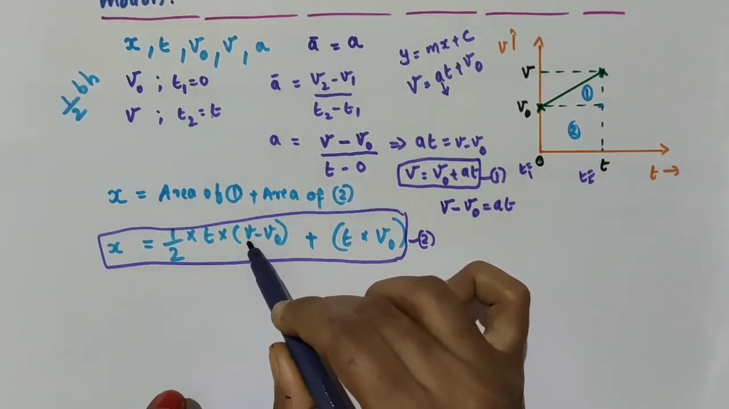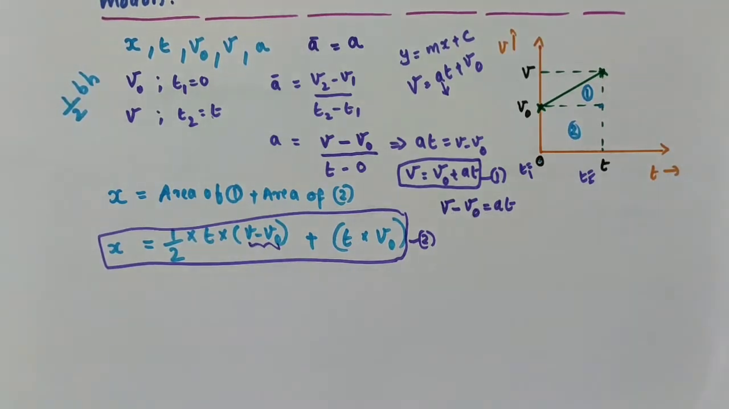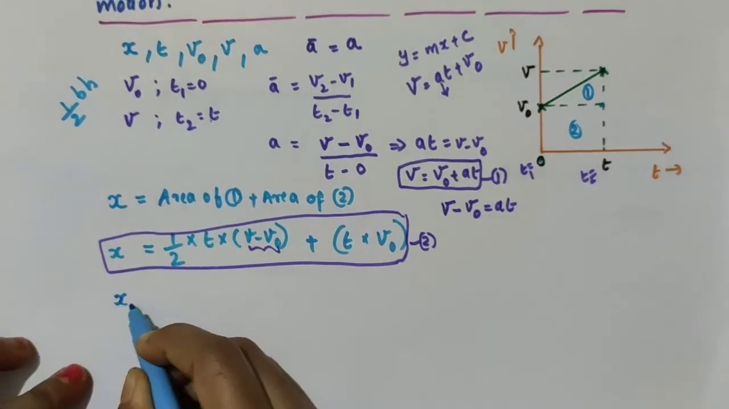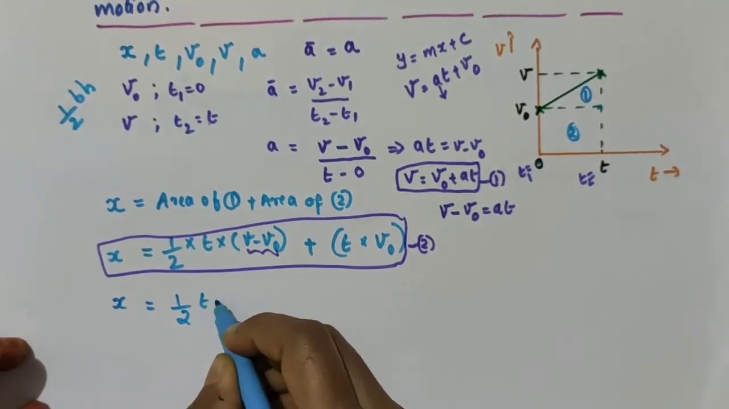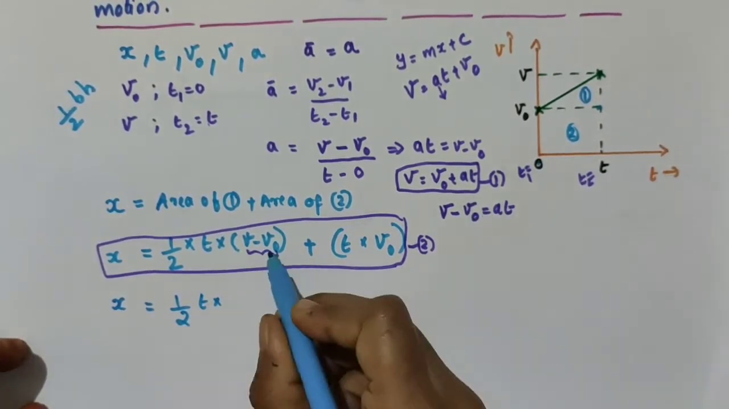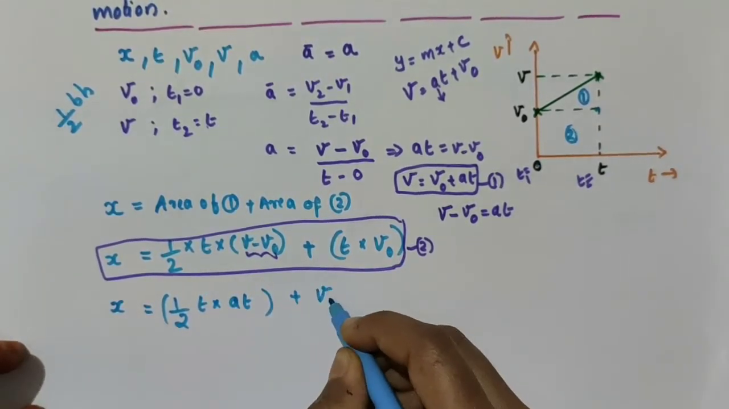Here we have V minus V0. So, I'm going to substitute this V minus V0 as AT. Okay, so we can write this expression for the displacement X as X is equal to half into T into V minus V0, that is AT, plus V0 into T.